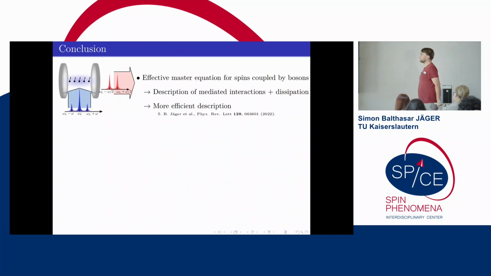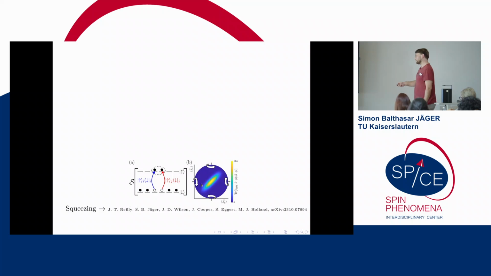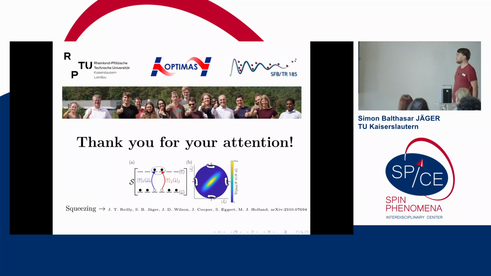Okay, with this I'm at the end of my talk. So I hope I could give you this introduction to these effective master equations, which describe in a more efficient way interactions and dissipation, and then also describe with this the time periodic dissipative Dicke model, the exponential closing gap, and some new insights in this form of cooling mechanism and the stabilization mechanism. I also want to show, because that is a parametric process, the direct intuition is that it should also be useful for metrology. So we also have some work where we actually use this on a short time scale to generate squeezing. And with this, thank you for your attention.